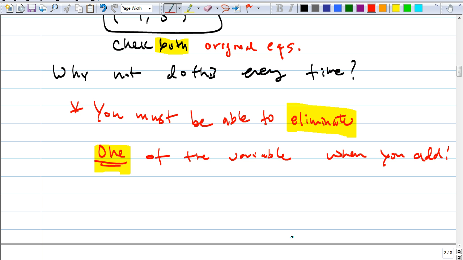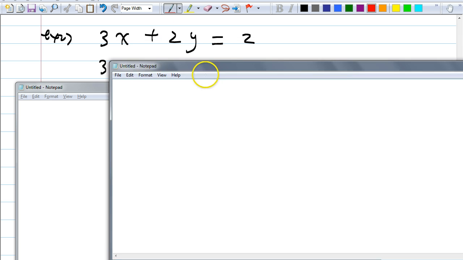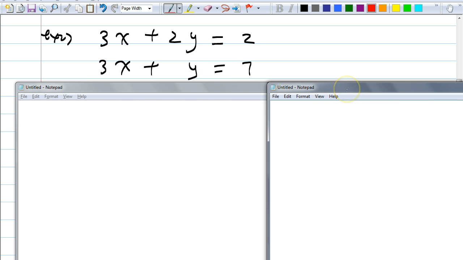Does that make sense? So what if you have this situation? What are you going to do? Oh, some of you have an idea. Hold on. Okay. Good. So write this down. May I move on? Okay, you're still writing. So what if I give you an equation that looks something like this? 3x plus 2y equals 2. 3x plus y equals 7.